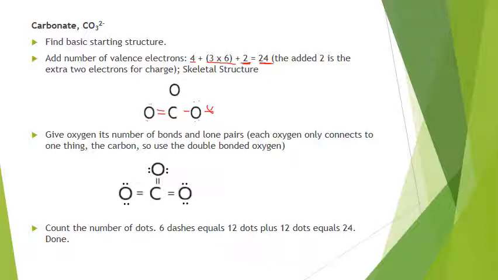Now count the number of dots. Each dash is 2: 2, 4, 6, 8, 10, 12. So there are 12 from the dashes, and then there are 2, 4, 6, 8, 10, 12 from the dots, so you have 24. So this looks like this might be the structure.